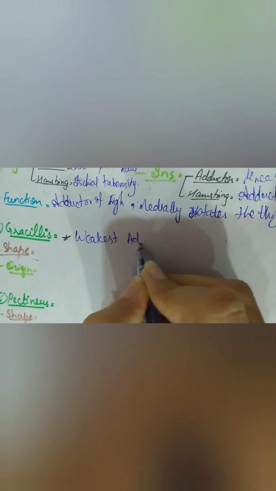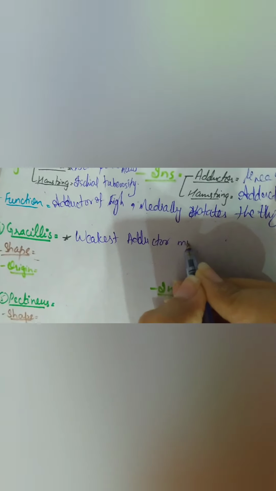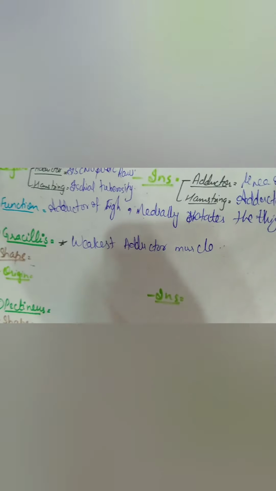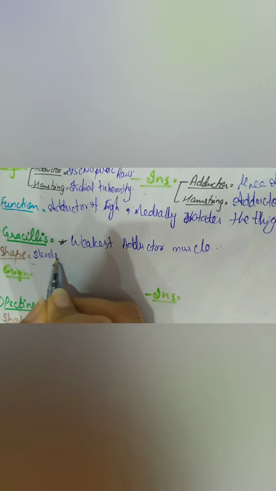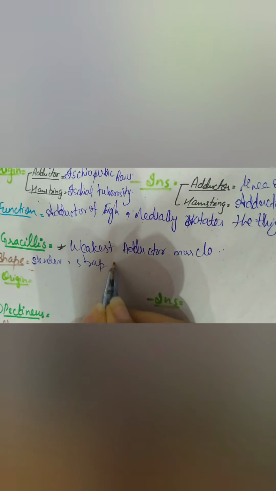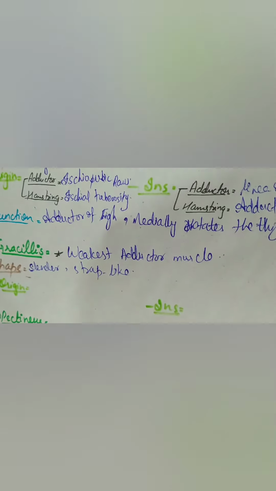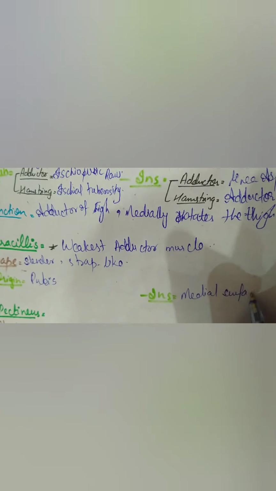Coming to our next muscle, that is gracilis. The gracilis is the weakest adductor. So remember this point, that it is the weakest adductor muscle. Right? Its shape is long, cylindrical, strap-like. Its origin is from the pubis, while its insertion is on the medial surface of the tibia.